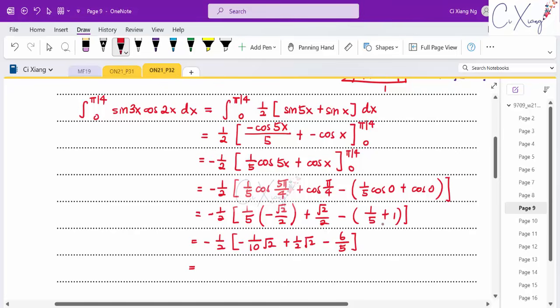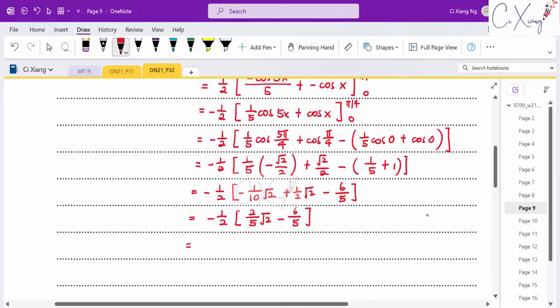Then after that, if you try to simplify everything slowly, you will get this negative half. Okay, so negative 1 over 10 plus half, you should get 2 over 5 square root 2, then minus 6 over 5.